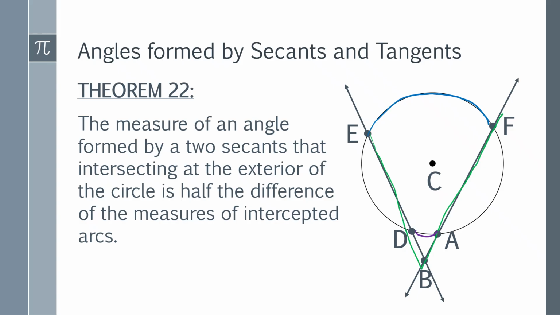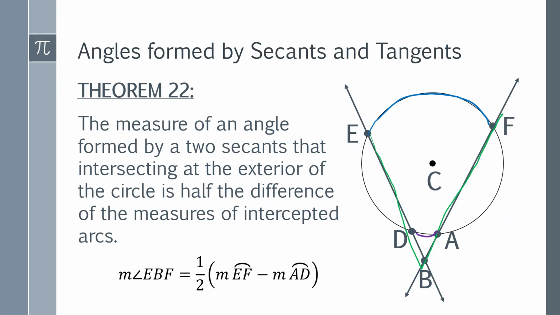So therefore, the formula for this one, since this intersection of two secants is located outside the circle, their intercepted arcs must be subtracted. So therefore, the measure of angle EBF is equal to half of EF, which is the larger arc, minus the smaller arc, which is arc AD.